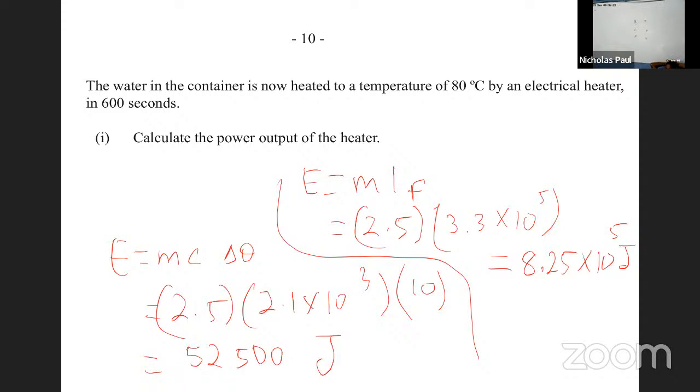Power is what? Power is energy over time. Right? We have the time already. How are we getting the energy? Did the water undergo a phase change or temperature change now? Elena, temperature change. Nice. So Shabish, what formula are we using for energy? Let's listen to what I asked, right? What is the formula we're using for energy if it's a temperature change? E is equal to what?